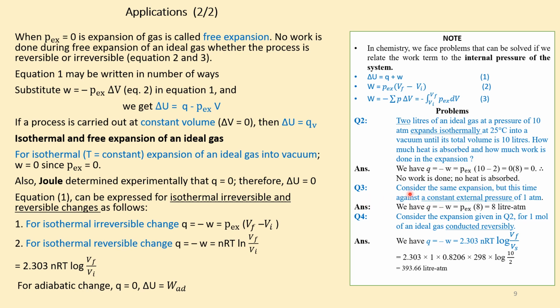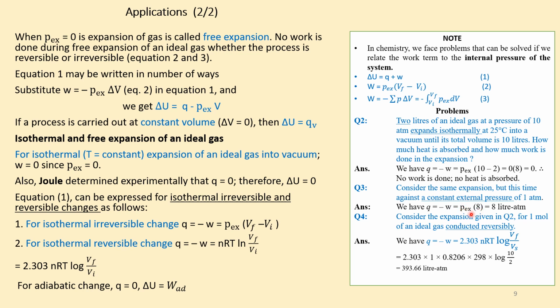Question 3. Consider the same expansion, but this time it is against a constant external pressure of 1 atmosphere, 1 atm. Answer. We have Q is equal to minus W, that is equal to the same formula, PEX into 8.